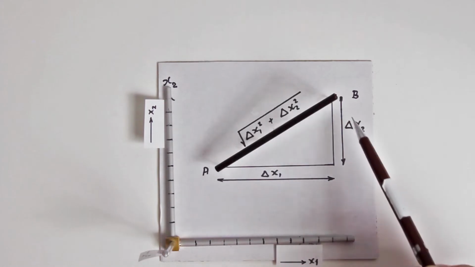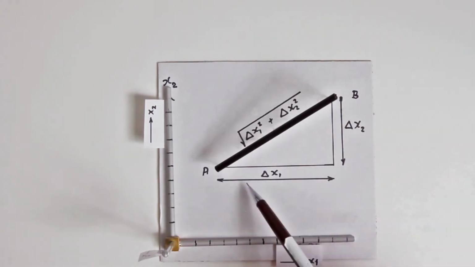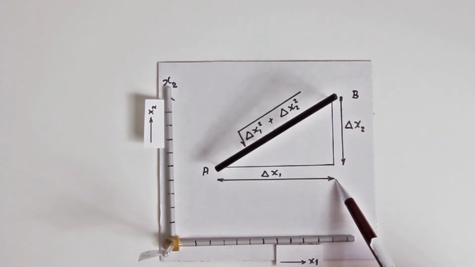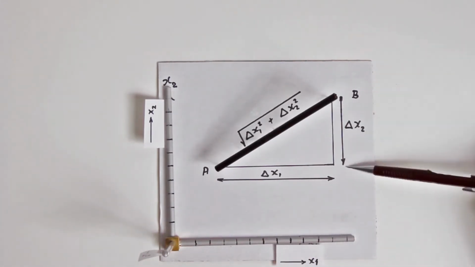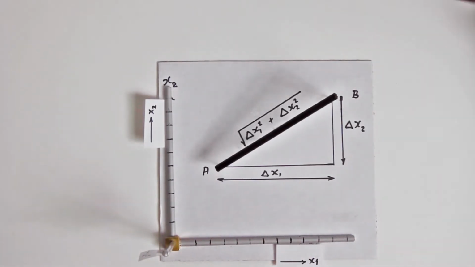I can now construct a right-angled triangle in which I know the length of the 2 shorter sides. These will be delta x1 and delta x2, as shown here, where the Greek letter delta, the little triangle symbol, just means difference between. So delta x1 would be x1 at B minus x1 at A, and of course delta x2 would be x2 at B minus x2 at A.